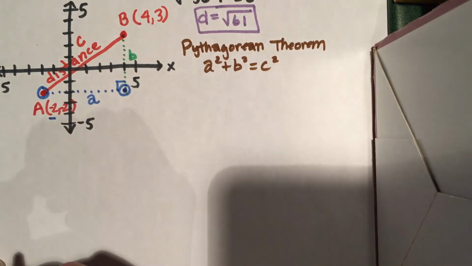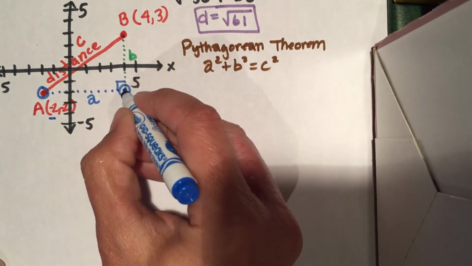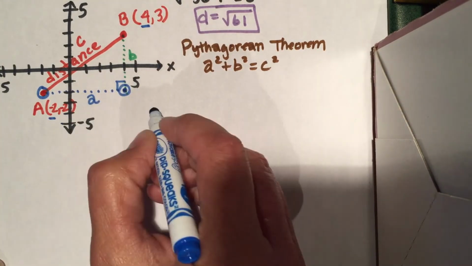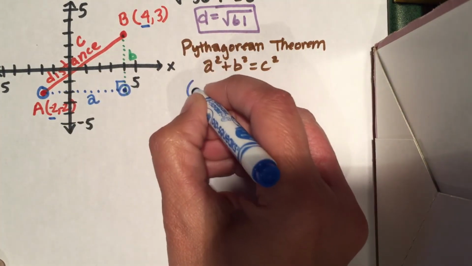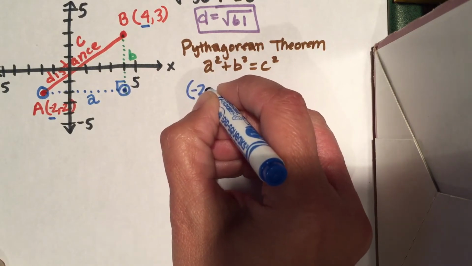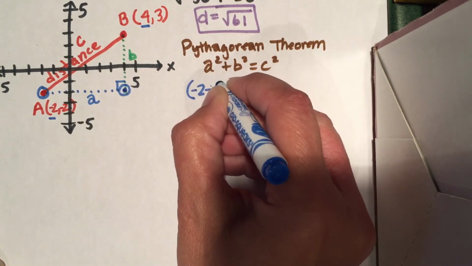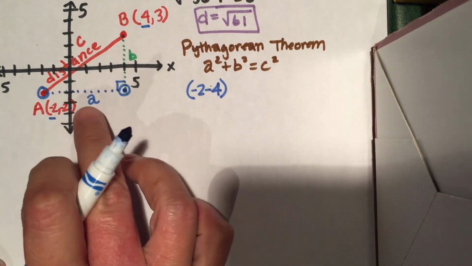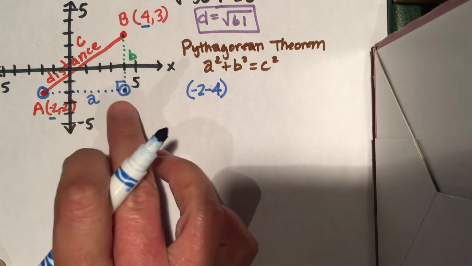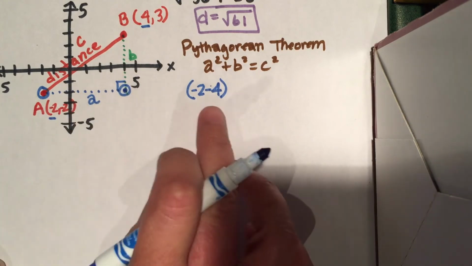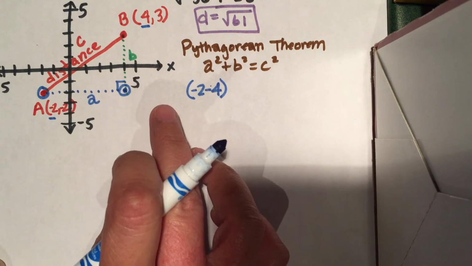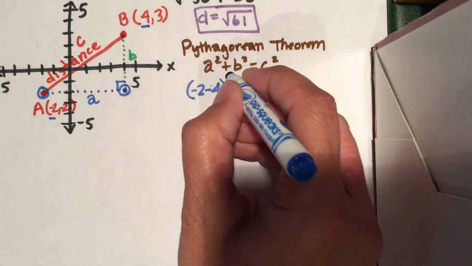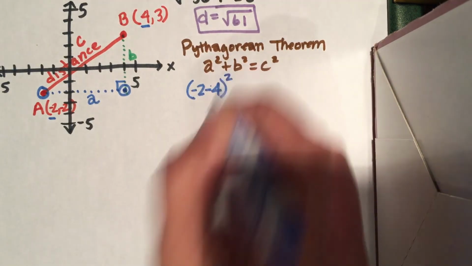This point is at -2. This point right here is at 4. So I'm going from -2 to 4. So what I'm going to do to find that distance is I'm going from -2 to 4. I'm going to subtract it. Isn't that how we find distance? We do the subtraction. So -2 to 4. Now that's going to end up being -6 or 6 units, but we're going to end up squaring it anyway. So that's how we find our A value, and that's A squared.